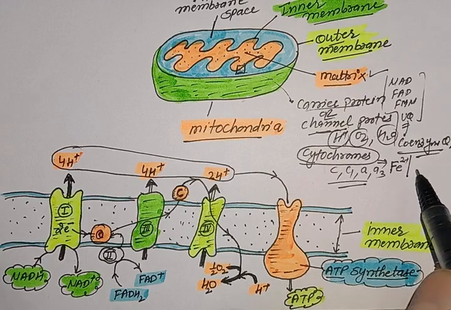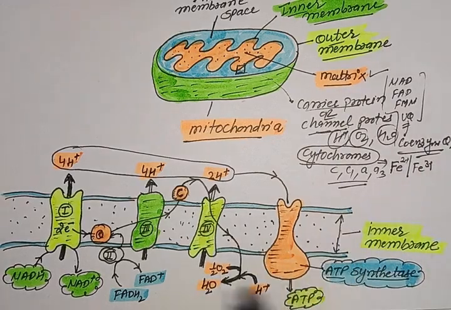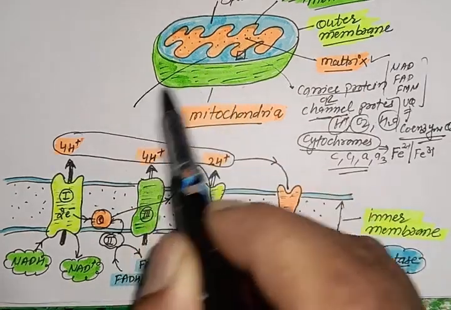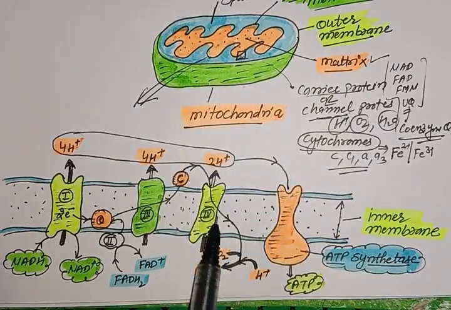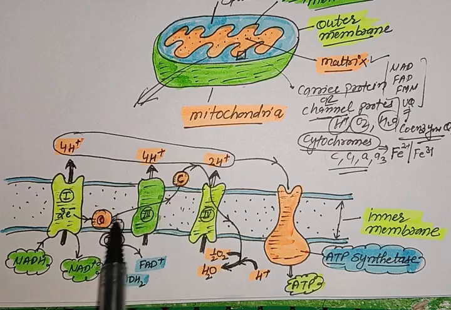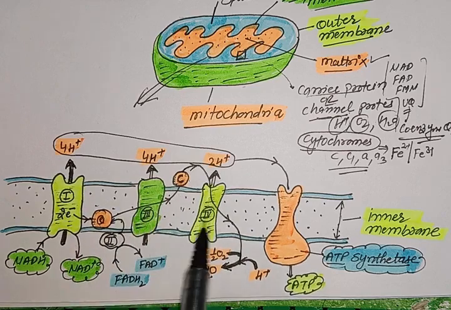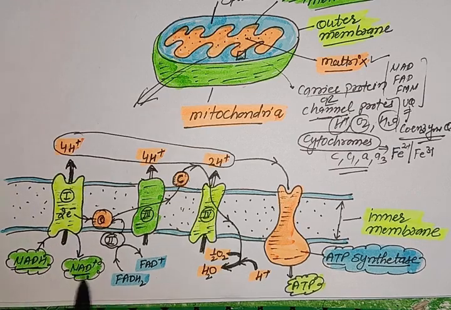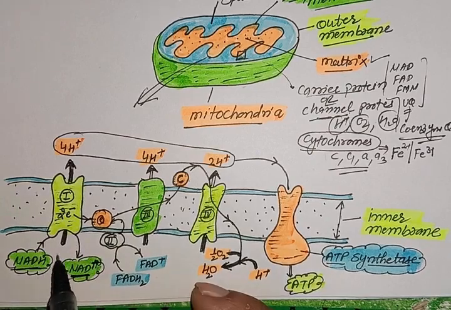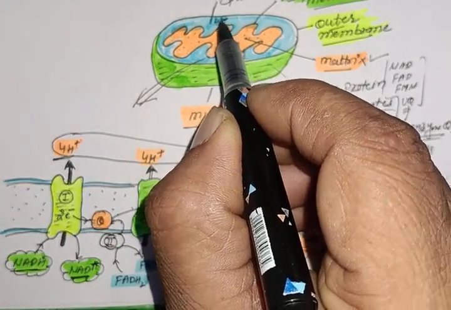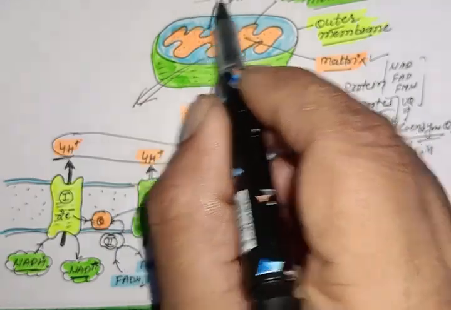And in the cytochromes, we know very well that there is an Fe metal in the center, which may be in +2 oxidation state, or it may be in +3 oxidation state. So this is the structure of the inner membrane of the mitochondria. These are the channel proteins, these are ubiquinone, and these are the cytochromes. Ubiquinone and cytochromes act as the electron carriers, while these channel proteins act as the proton carriers.